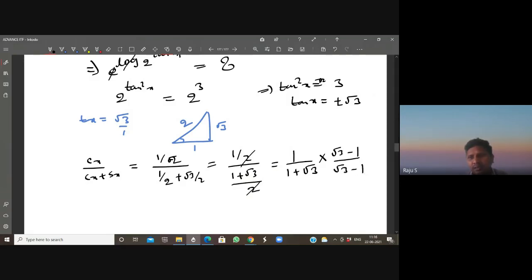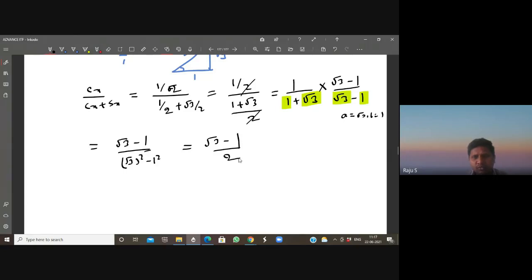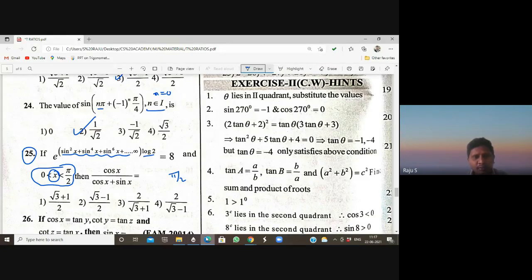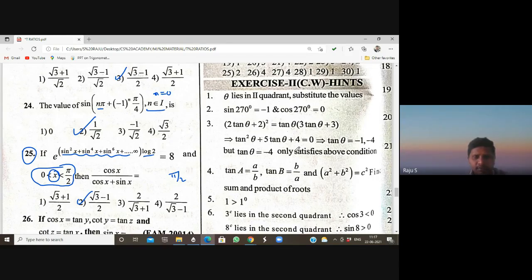Highest value minus least value, like that you can take. Otherwise, no problem. See here, it is in the form of a plus b by a minus b. A value is root 3, b value is 1. So root 3 minus 1 by a square minus b square, that is root 3 square minus 1 square, that is equal to root 3 minus 1 by 3 minus 1 is 2, right? Root 3 minus 1 by 2, any option? Sir, second option. That's all.